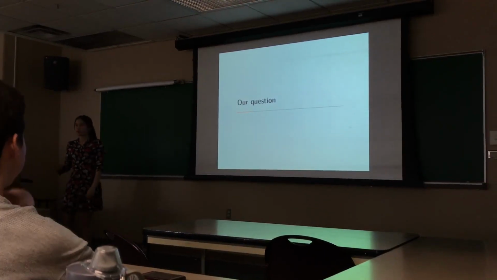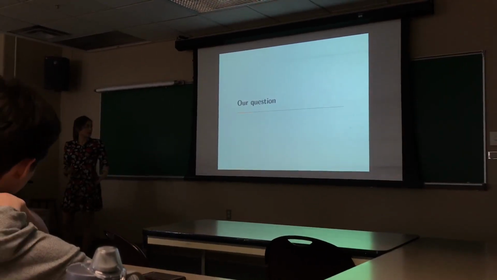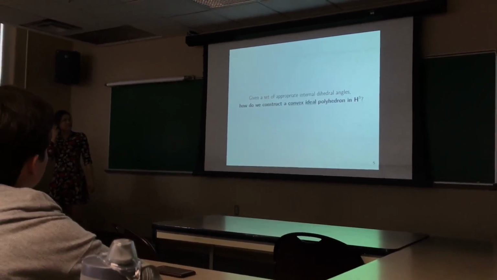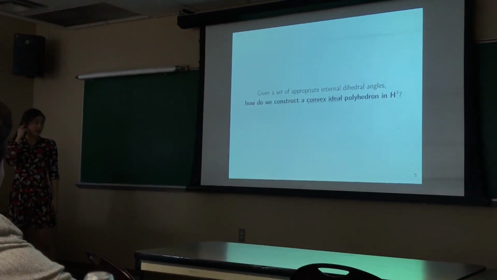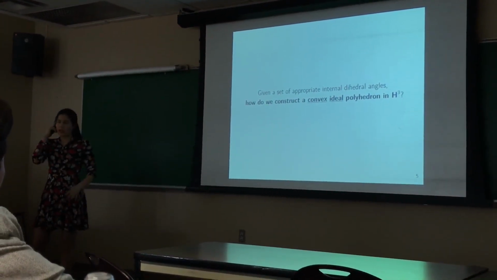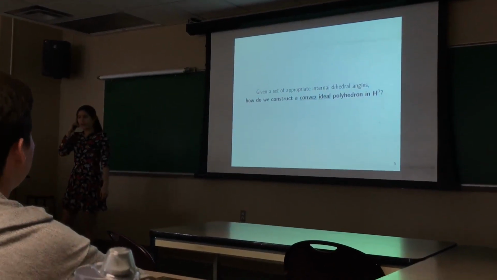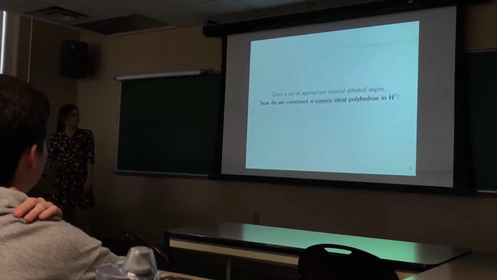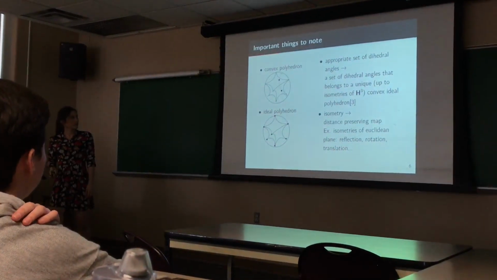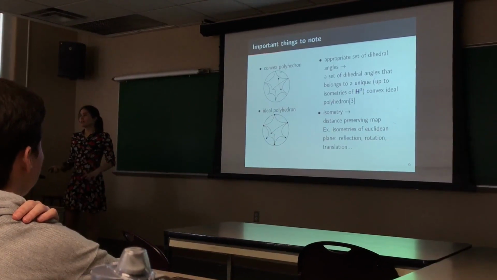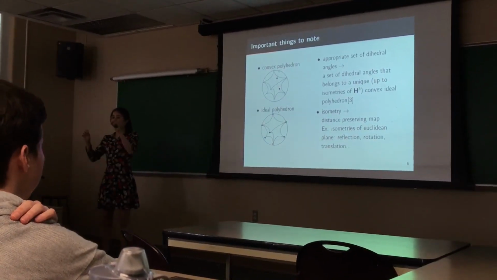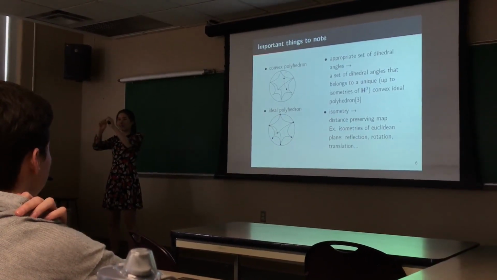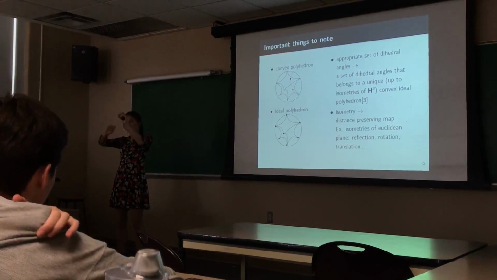Let's move on to the purpose of my project. The purpose of my project was to partially answer this question. Given a set of appropriate internal dihedral angles, how do we construct a convex ideal polyhedron in hyperbolic 3-space? I know there are some terms that may not be clear at this moment, so we'll get into those. So what's a convex polyhedron? A convex polyhedron is a polyhedron such that when you pick 2 points in the polyhedron and draw a line that connects those 2 points, that line is contained in the polyhedron. It doesn't leave the polyhedron when you draw the line.